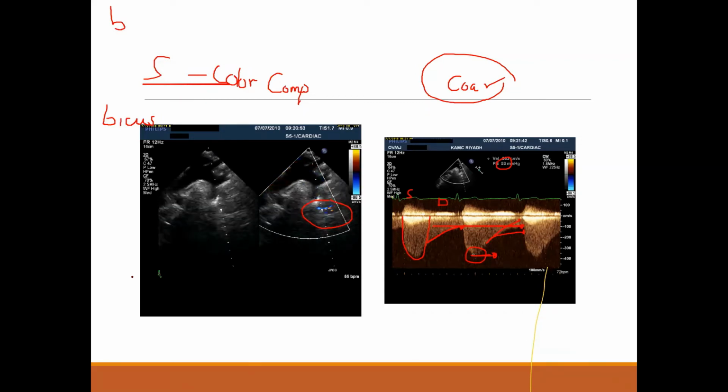Apart from echo, what are you going to do? You have done clinical data, you have done full echo. Next, the patient proves to have severe coarctation, with an indication for intervention, by gradients, clinically, and all of that. So what are you going to do next? CT angiography. Yes, thank you so much.